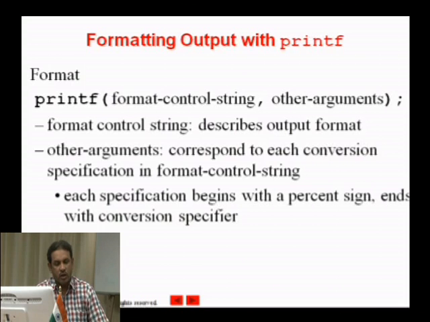That is, in the control string, if it is an integer, an integer number should be there. If it is a character, it should be a character, float for float, and so on. Each specification begins with the percent sign and ends with a conversion specifier. All the format control strings begin with the percentage. Suppose you want to display integers, percentage d; float, percentage f; character, percentage c; string, percentage s. And it ends with the conversion specifier: d for integer, s for string, c for character, f for float, and so on. That we will be seeing shortly.